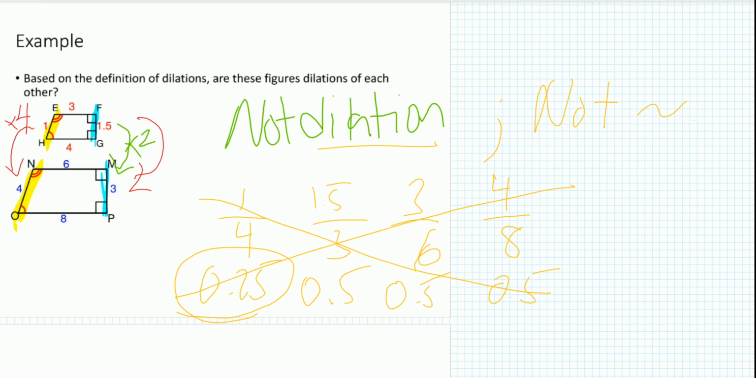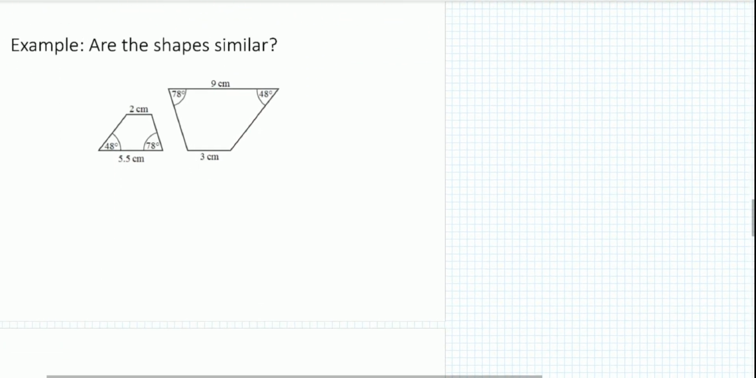If you were to flip them, all of them would be equal to 2, except for this one here, which would be equal to 4. But the whole point is it is not the exact same number. All right, so let's go ahead to the next one.